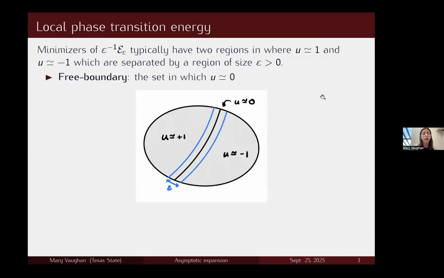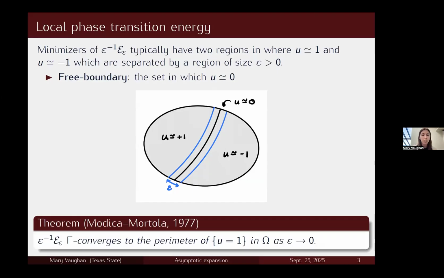Typically, up to dividing by epsilon, which I'm emphasizing for something that will happen a little bit later, minimizers separate into two regions: a region where U is close to one phase, -1, and a region where U is close to the other phase, +1. Those regions are separated by another region of size epsilon. As epsilon goes to 0, this region shrinks, and the set where U is approximately equal to 0 is the free boundary separating these two regions.